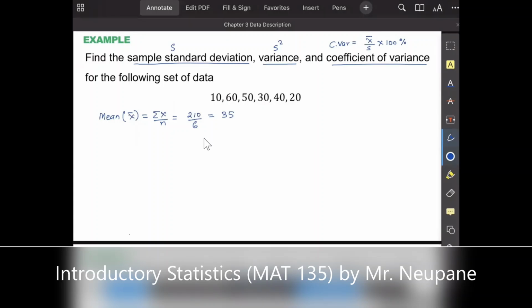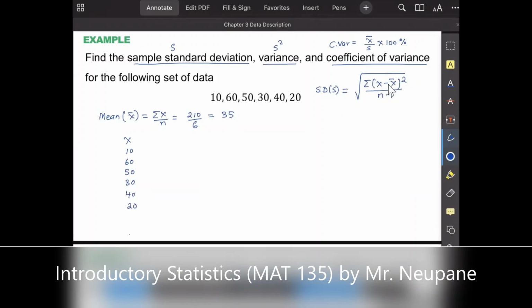Now, in order to find the standard deviation, S is given by this formula, the square root of the sum of X minus mean squared divided by, because this is for the sample, in the denominator you will have N minus 1. So what I want is, here we have X. Let me write those X values. You can also follow along with me. You have 10, 60, 50, 30, 40, and 20.